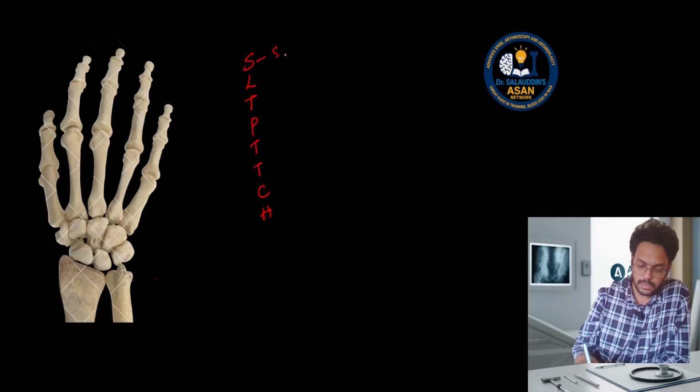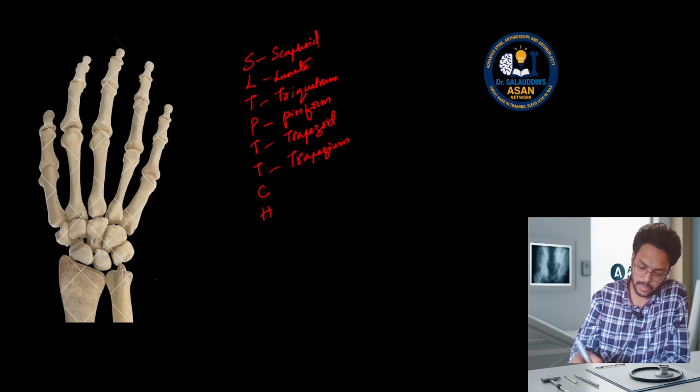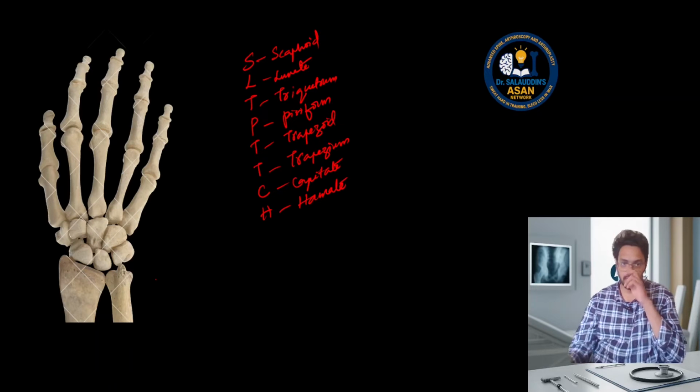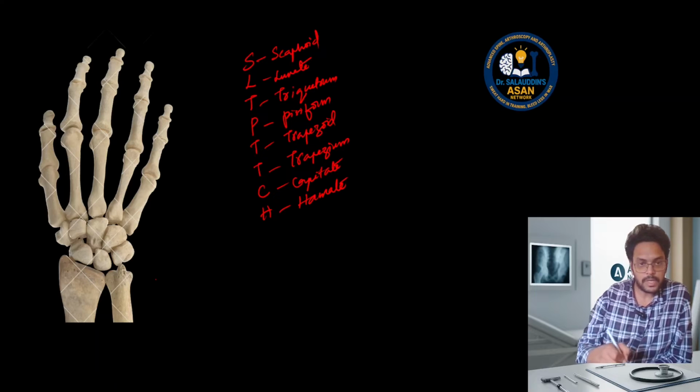First is scaphoid, then the lunate, then the triquetrum, then pisiform, trapezoid, trapezium, capitate and hamate.